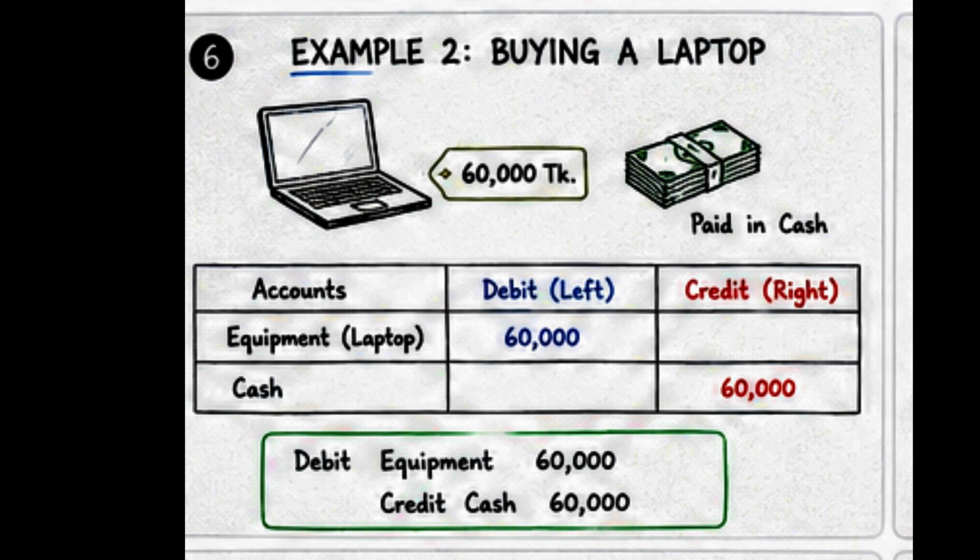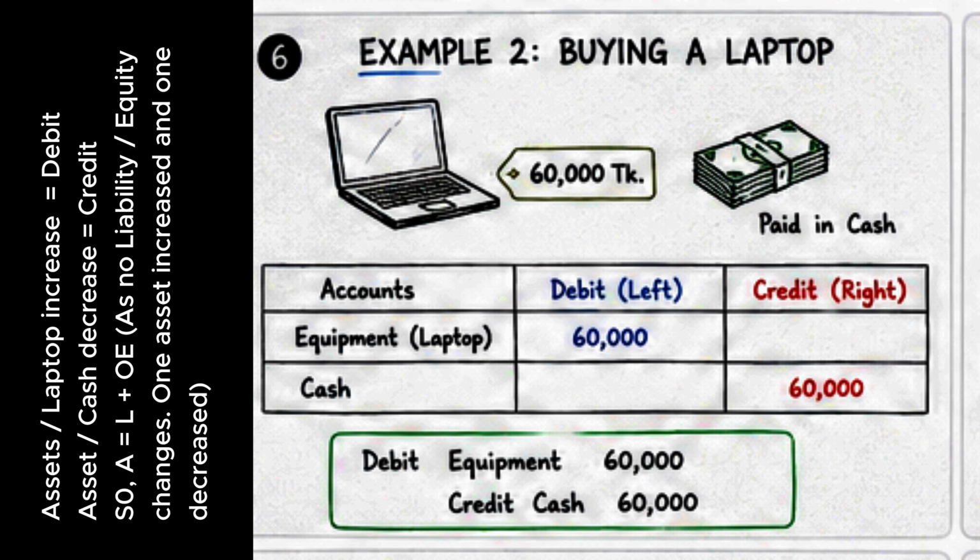If we go to the accounting equation again, we can see the asset is increasing and at the same time another asset is decreasing, which is cash. So there is no effect on the L plus OE side, the liability or owner's equity side. So the equation is leveled again.